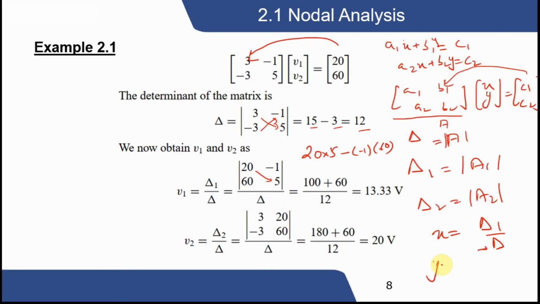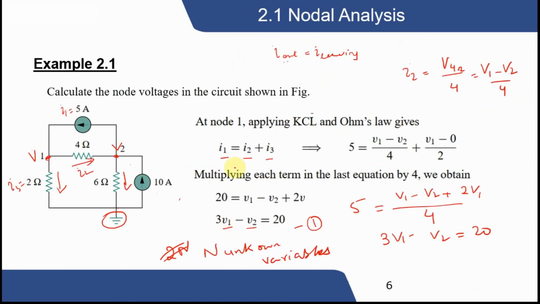To calculate V2, we have to divide delta 2 by delta. How do we calculate delta 2? We replace the second column to make A2, and then we have 3 times 60 minus minus 3 times 20. Minus minus becomes plus, 60 and 3 is 180. So 180 plus 60 is 240, divided by 12, it becomes 20 volts. So this is the first example: once we have V1 and V2, we can now calculate the currents.